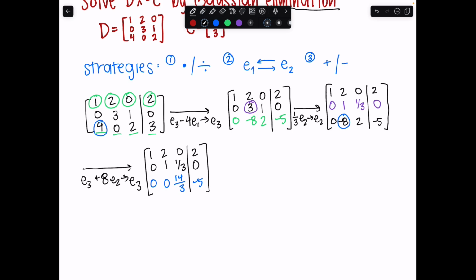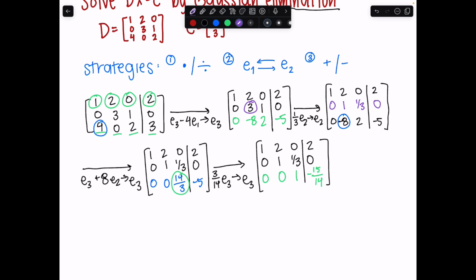Now, we want this 14 over 3 to become a 1, which means we can multiply equation 3 by the reciprocal to make that a 1. So 3 over 14 times 0 is 0. 3 over 14 times 14 over 3 is 1, and 3 over 14 times negative 5 is negative 15 over 14. And now we'll focus on getting this 1/3 to a 0.